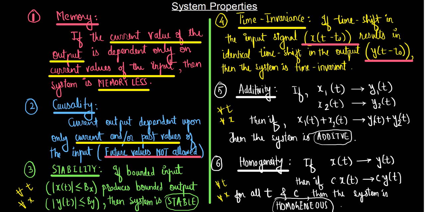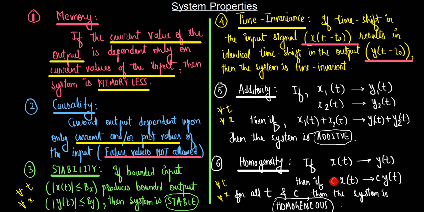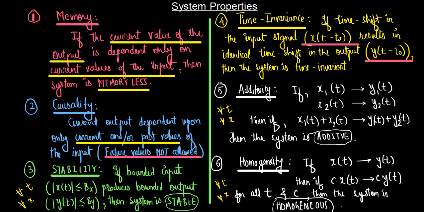We have defined the systems to be homogeneous if the scaled input produces the scaled output. And here we allowed the scaling factor c to be a complex constant also. So this must be true for all the values of t and for all the values of c.